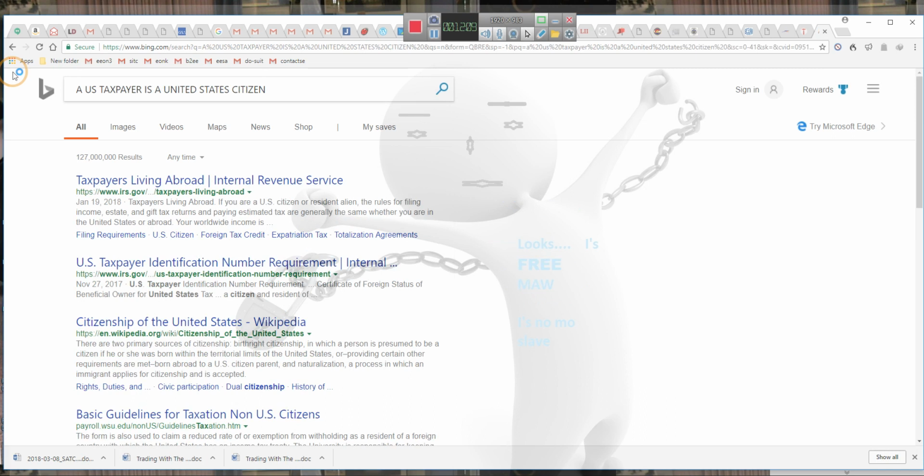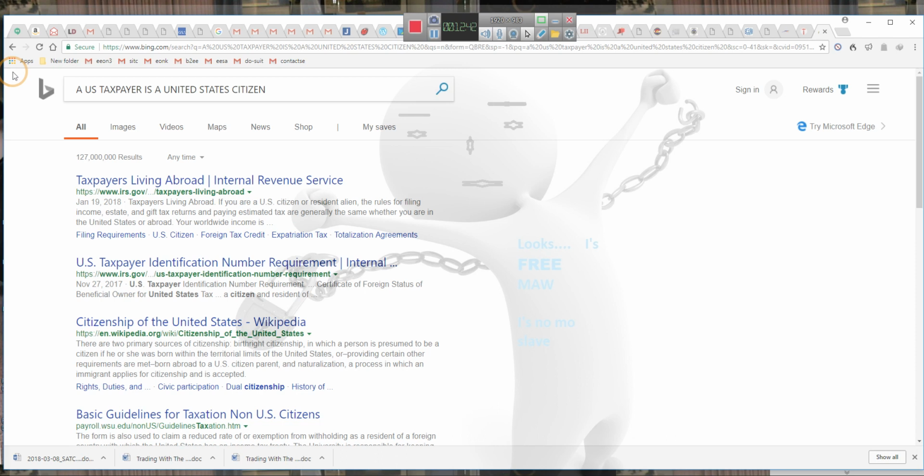Okay, taxpayers living abroad. If you are a U.S. citizen or resident alien, the rules for filing income, estate, and gift tax returns and paying estimated tax are generally the same whether you're in the United States or abroad. Do you people understand that? If you are a United States citizen, you are a taxpayer.